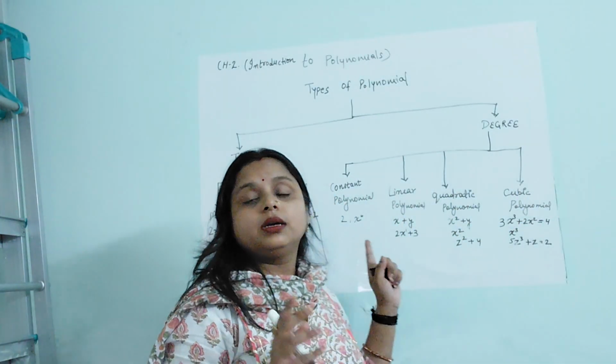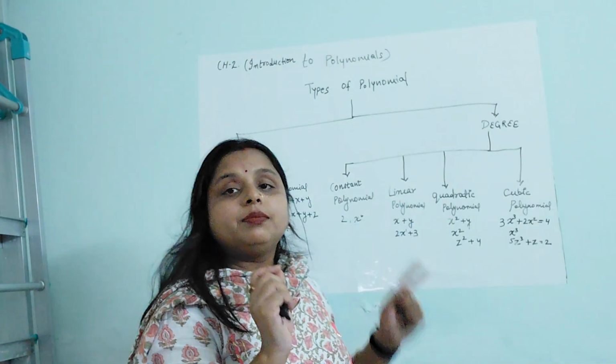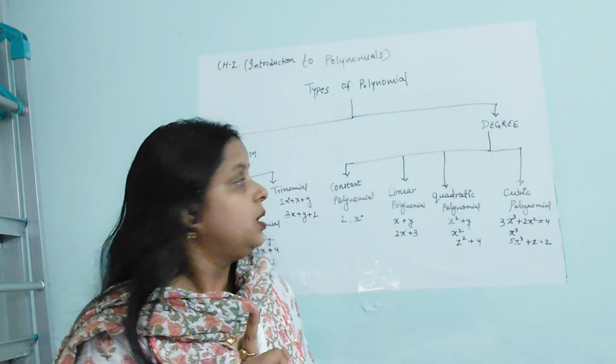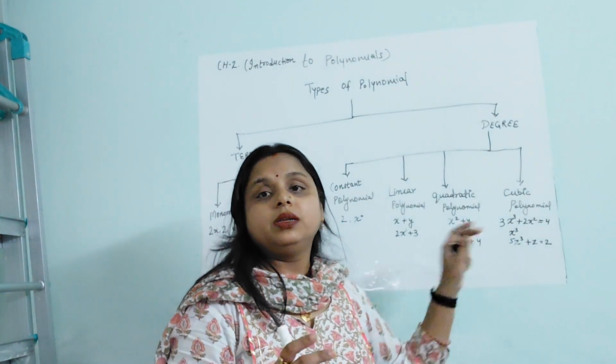Constant is where the power of the variable is 0. Linear, where the power of the variable is 1. Quadratic, where the power of the variable is 2. And cubic, where the power of the variable is 3.